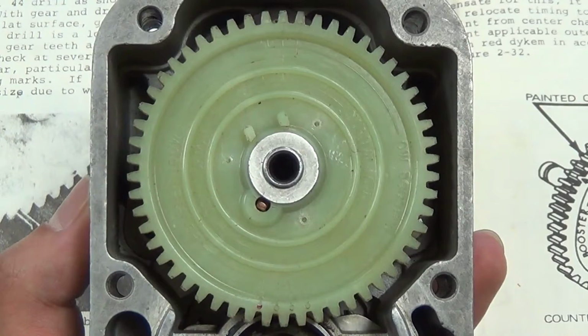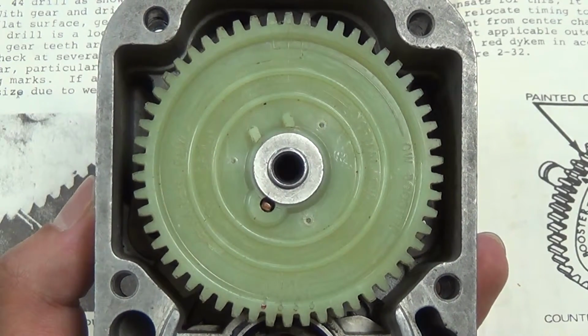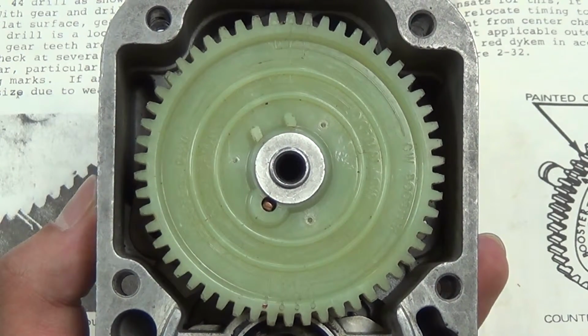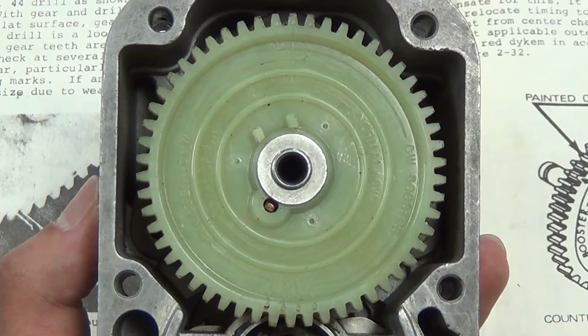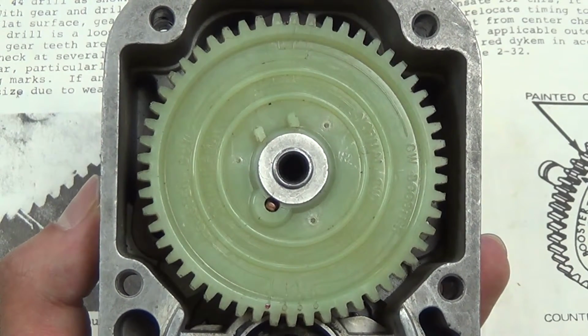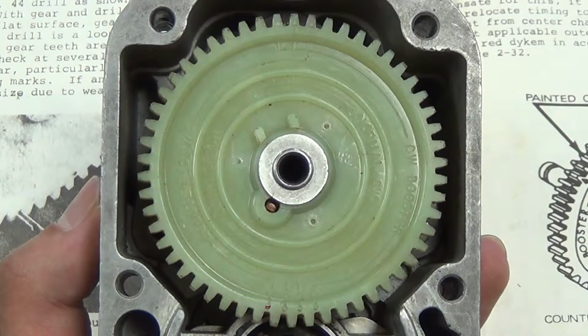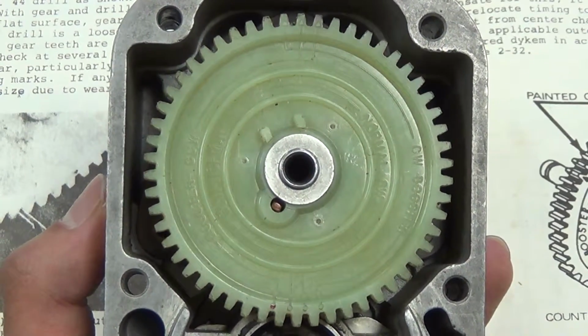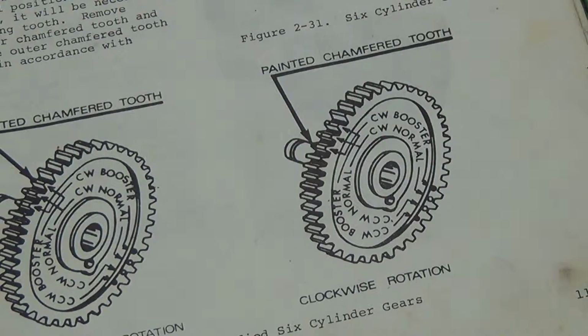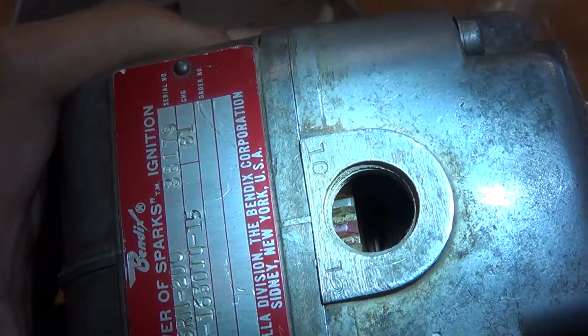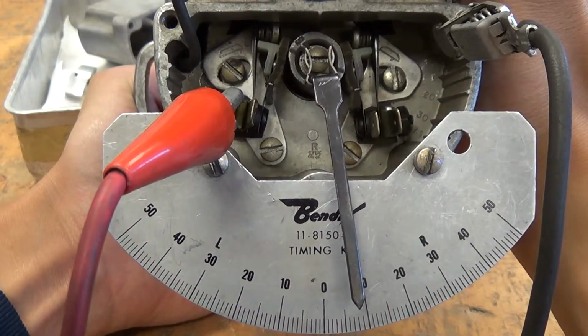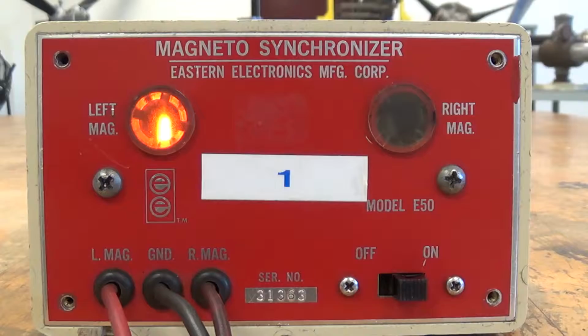Before assembling your Magneto, please mark on the gear assembly the proper chamfered tooth and indented timing marks. Use the manual to help you with this part because I can't. Also, this is a clockwise Magneto. So then we want to see this painted tooth set to E gap, and then time the main breaker point until the light goes on.